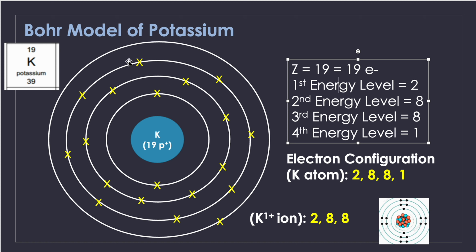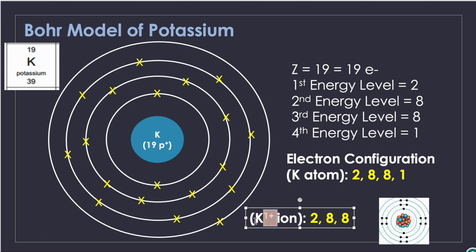1, 2, 3, 4. The first one has 2, the second 8, the third 8, and finally you have 1 electron. The ion is +1, so that means it has lost 1 electron, so it loses this electron right here. So you just draw 3 energy levels, but it still has the same number of protons. Let's see one more example.